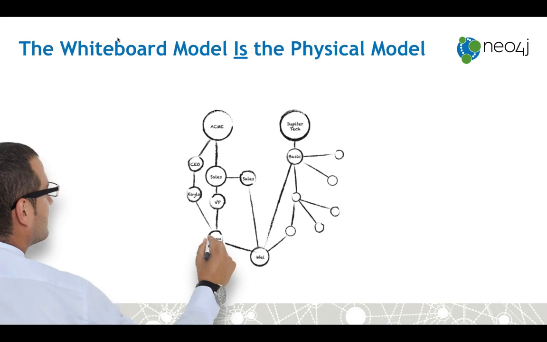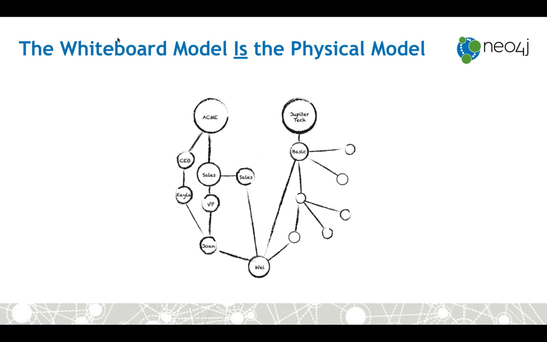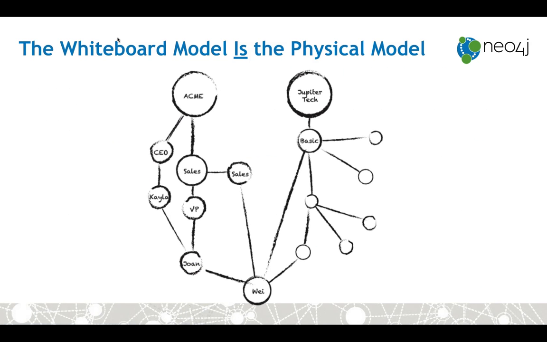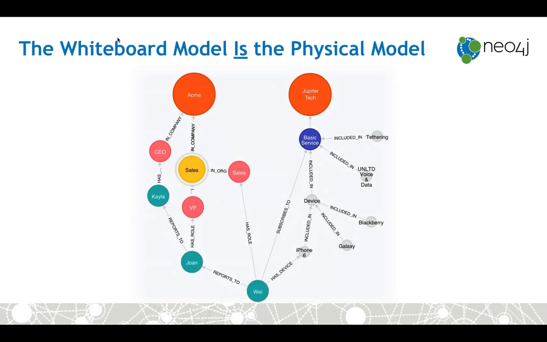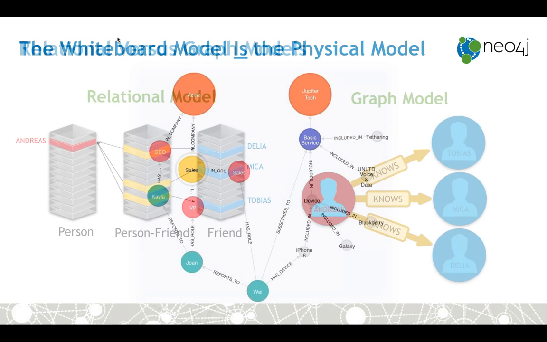Oftentimes, when you're first starting to tackle a problem, you'll go to a whiteboard in a meeting room and start drawing out the entities you're dealing with, how these entities relate to each other, and you end up drawing a graph because this is very intuitive. This is how we think about problems. What's amazing about Neo4j and graph databases is that when we go to actually implement our application, the whiteboard model that we drew to intuitively think about this is the same physical model that we're using in our database. So this is what we mean when we say that the data model is whiteboard ready.